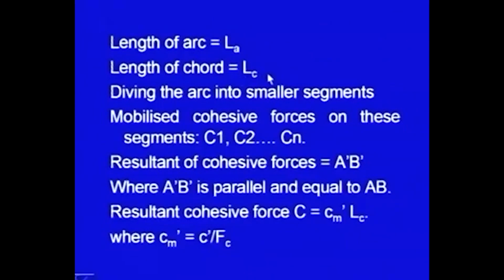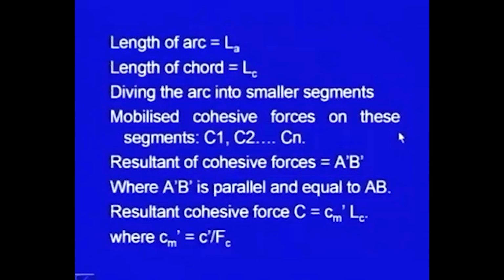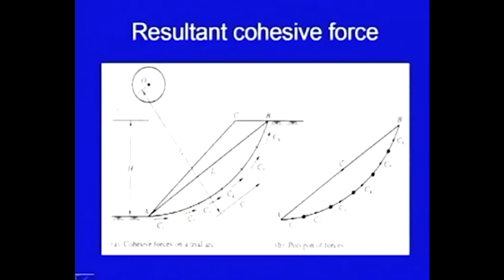Length of chord is, let us say, Lc. Dividing the arc into smaller segments and then taking the mobilized cohesive forces on these segments as C1, C2 and Cn as I discussed. The resultant of all these small cohesive forces is A'B'. It is shown here, A' is this point, B' is this point. So, this is the resultant, where A'B' is parallel and equal to AB. This is necessarily going to be parallel and equal to this chord AB.